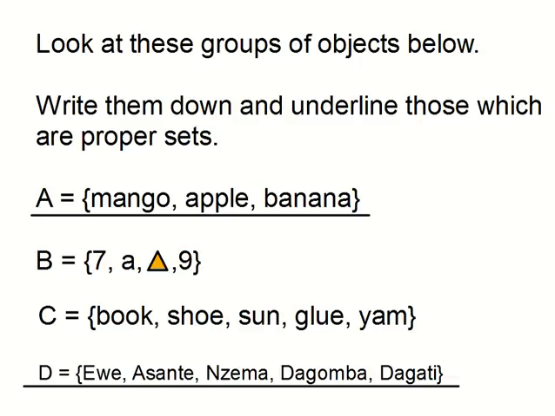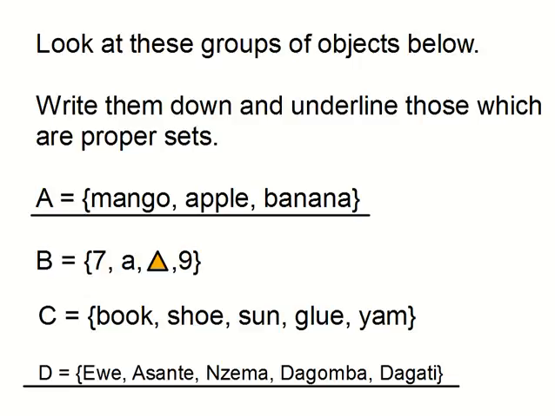Here we are. You see, set A is a proper set because it contains the words mango, apple, and banana, and we all know that these are all examples of fruit. And set D also is a proper set because it contains the words Ewe, Asante, Nzema, Dagomba, and Dagati. And what are they? Do you know? Yes, they are all examples of groups of people that live in Ghana. So these 2 are proper sets.